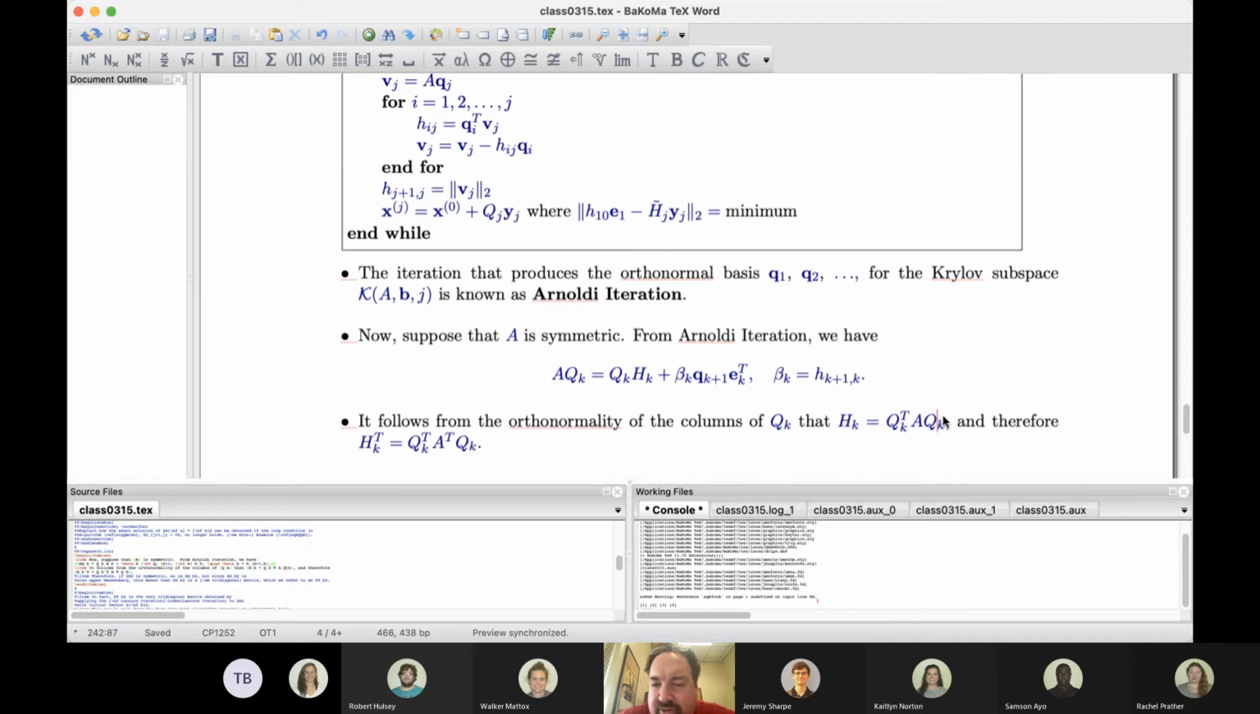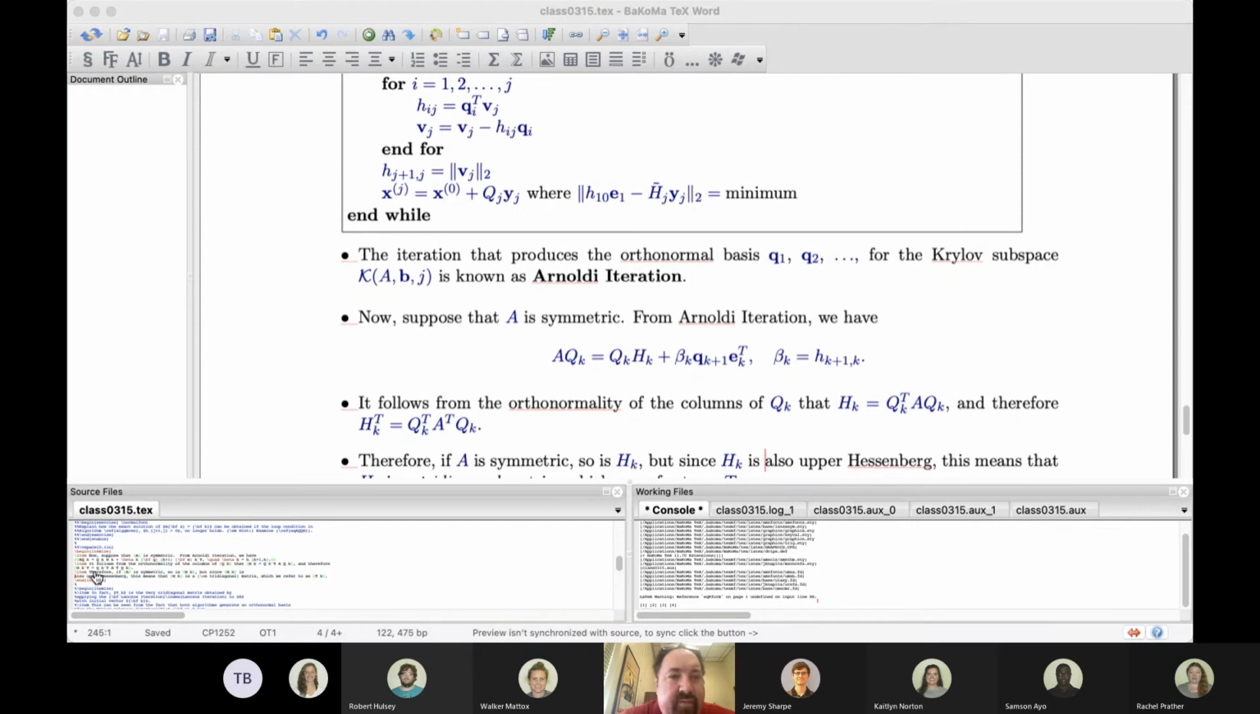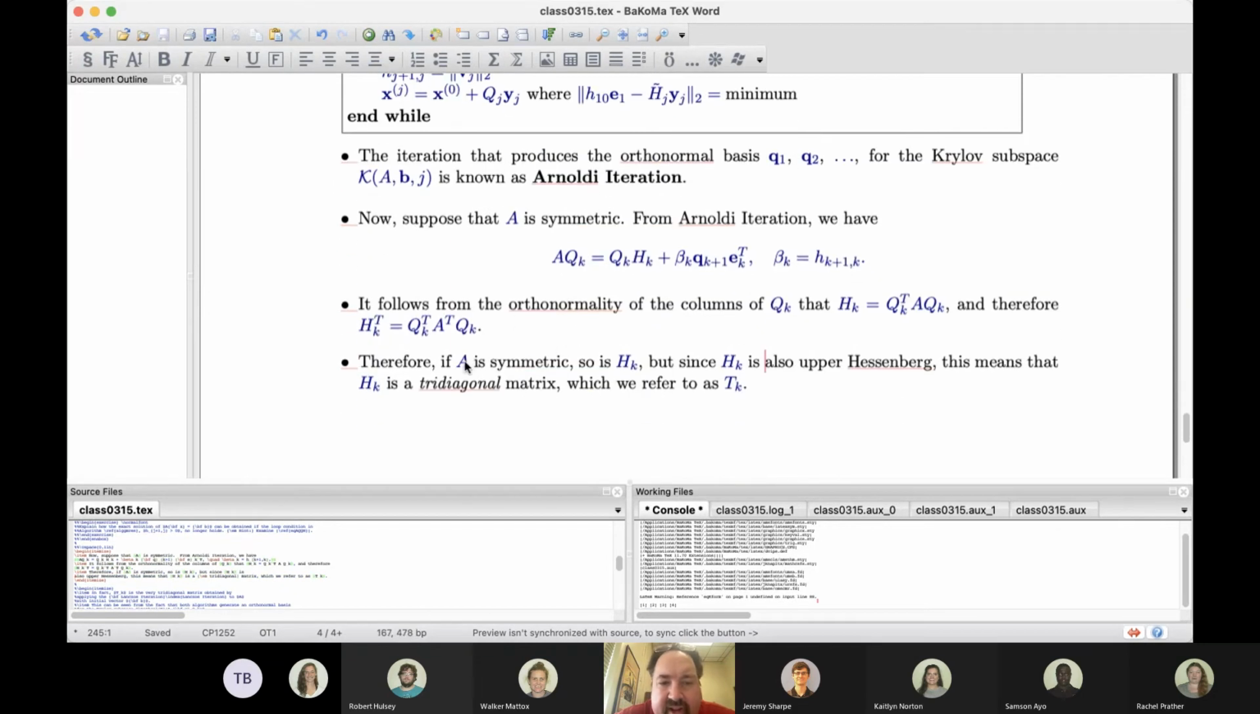Now I take a transpose of both sides. So I get HK transpose, and I have the same expression, except the A is transposed in the middle. But now, what if A is symmetric? If A is symmetric, then A transpose is just A. So HK transpose equals HK. So if A is symmetric, HK is also symmetric.